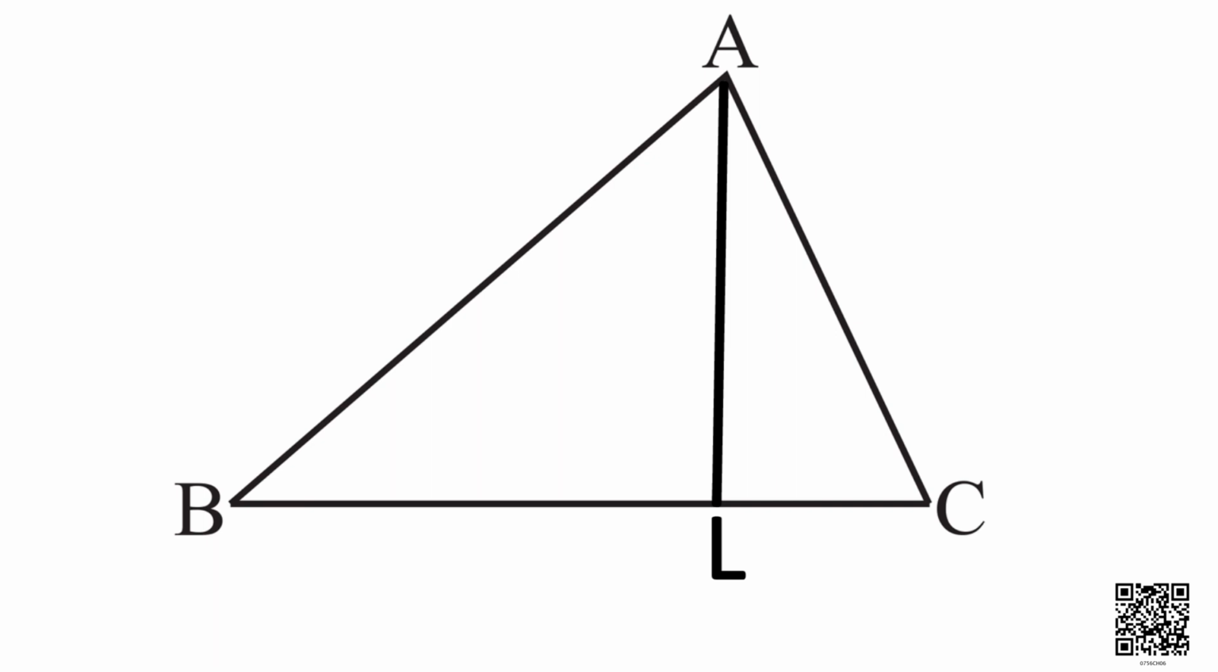This line segment AL is an altitude of the triangle. An altitude has one endpoint at a vertex of the triangle and the other on the line containing the opposite side. Through each vertex, an altitude can be drawn like this. Now students, on to the topic of exterior angle of a triangle and its properties.